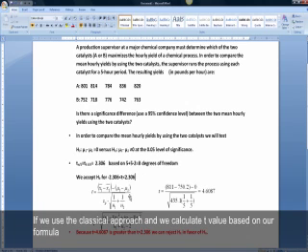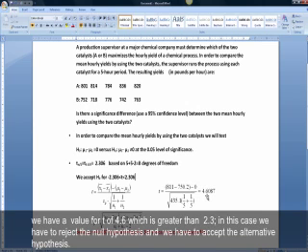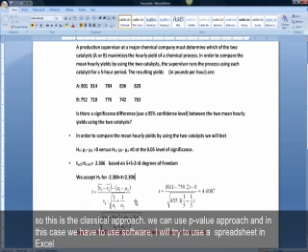If we use the classical approach and we calculate the t-value based on our formula, we have a value for t of 4.6, which is greater than 2.3. In this case, we have to reject the null hypothesis and we have to accept the alternative hypothesis. So this is the classical approach.